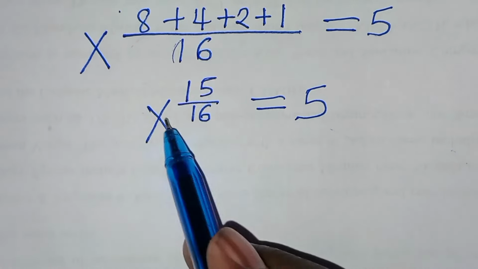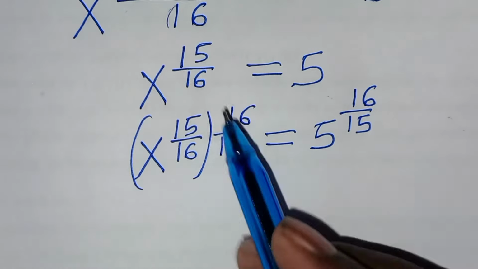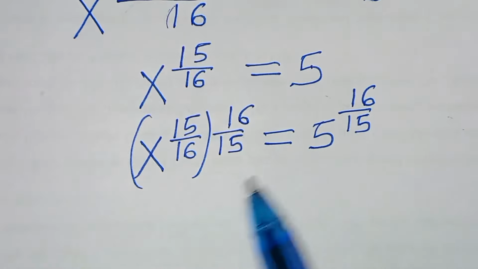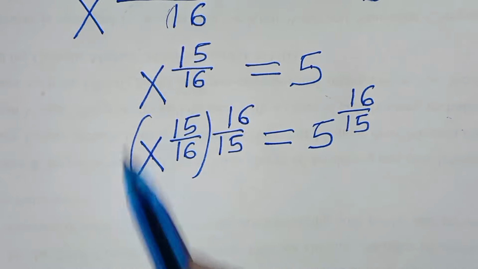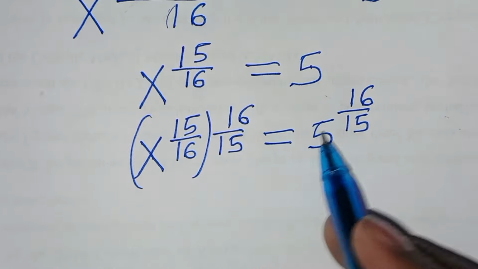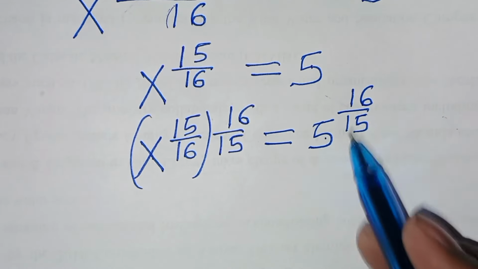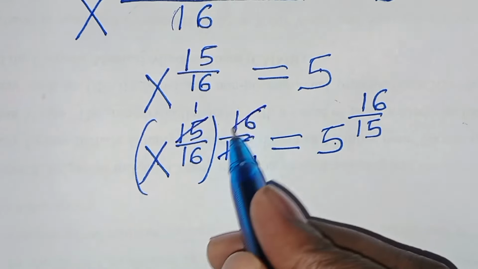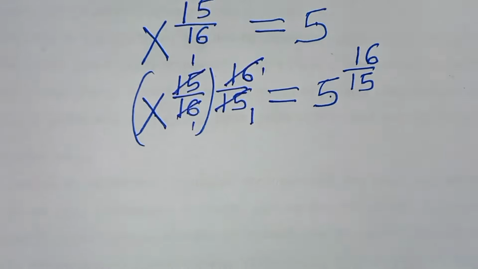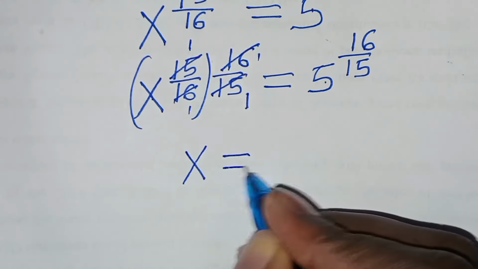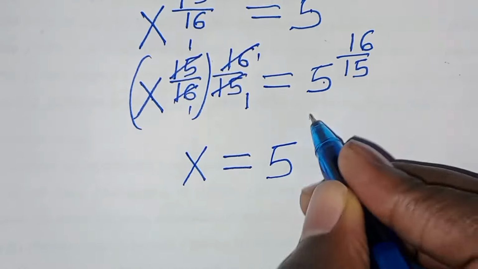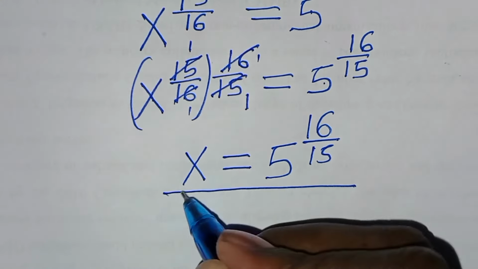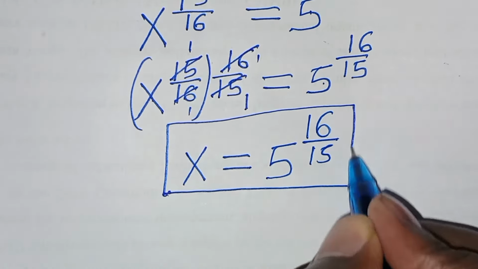Now the next step is to solve for x. Now we have x to power 15 over 16 equal to 5. To solve for x, we multiply both sides by 16 over 15. This will be equal to 5 raised to power 16 over 15. So let's simplify here by 15, 1, by 15, 1, then by 16, 1, by 16, 1. So this implies that x is equal to 5 to power 16 over 15. And this is the solution by applying method 2.